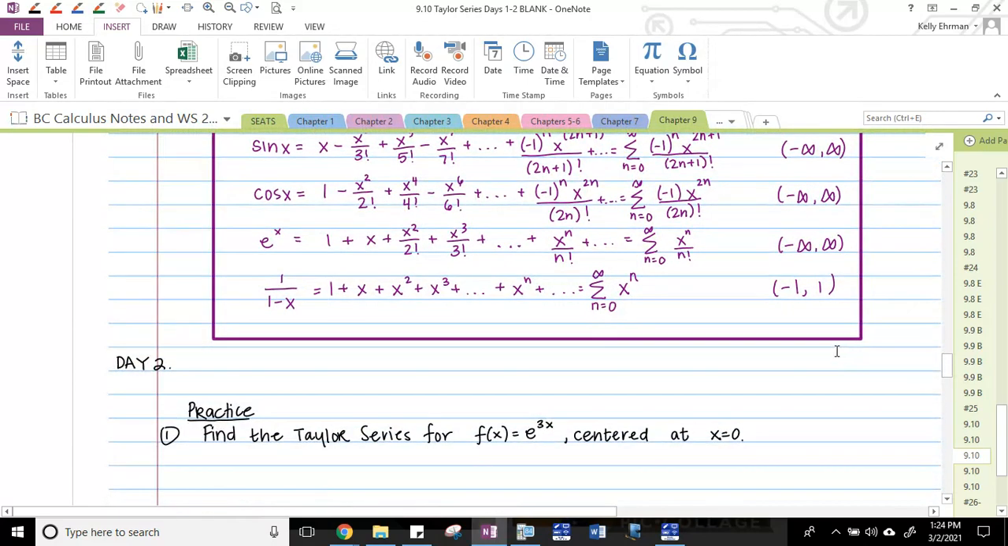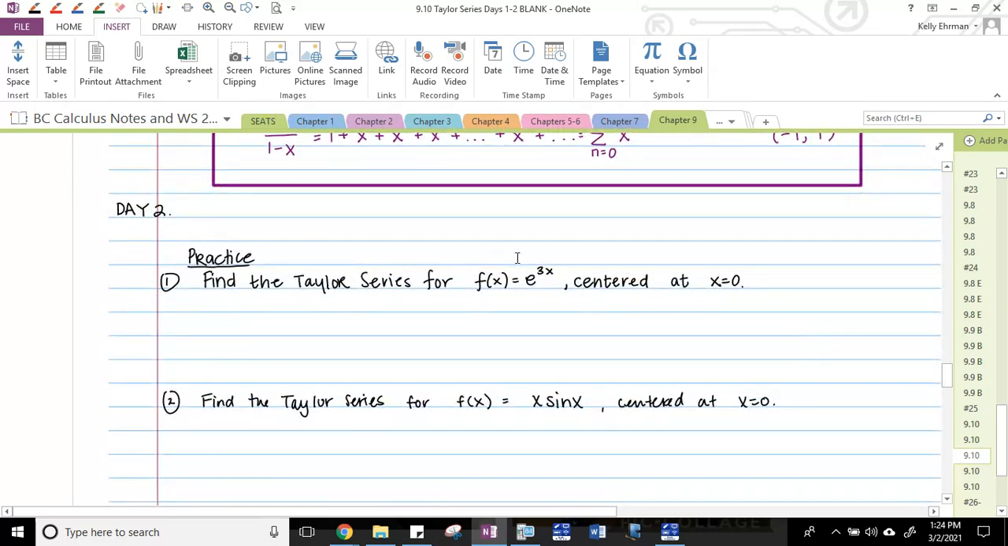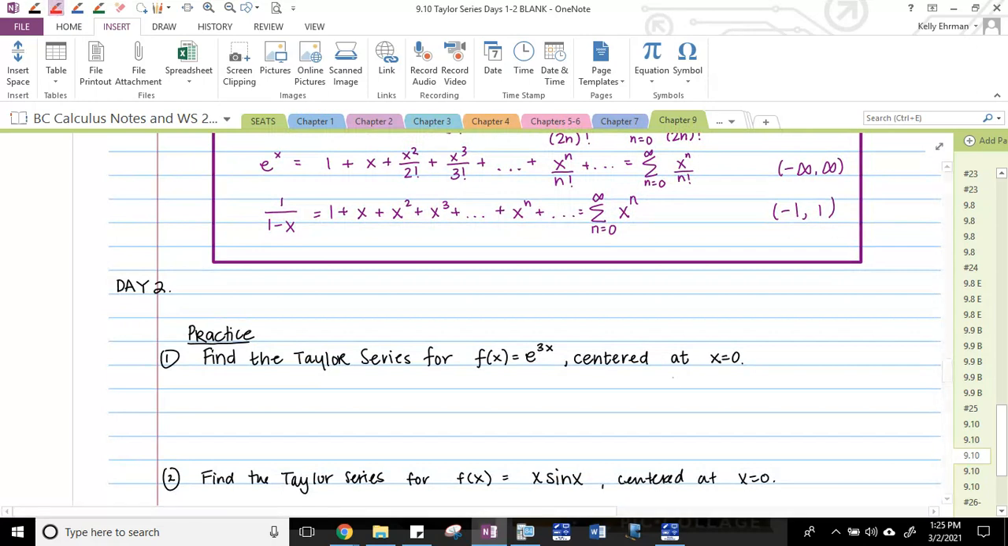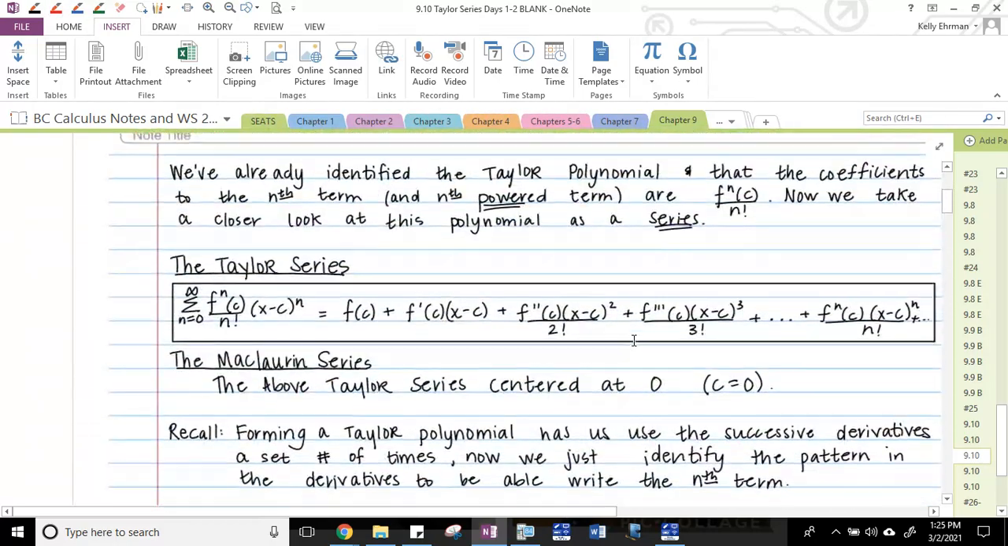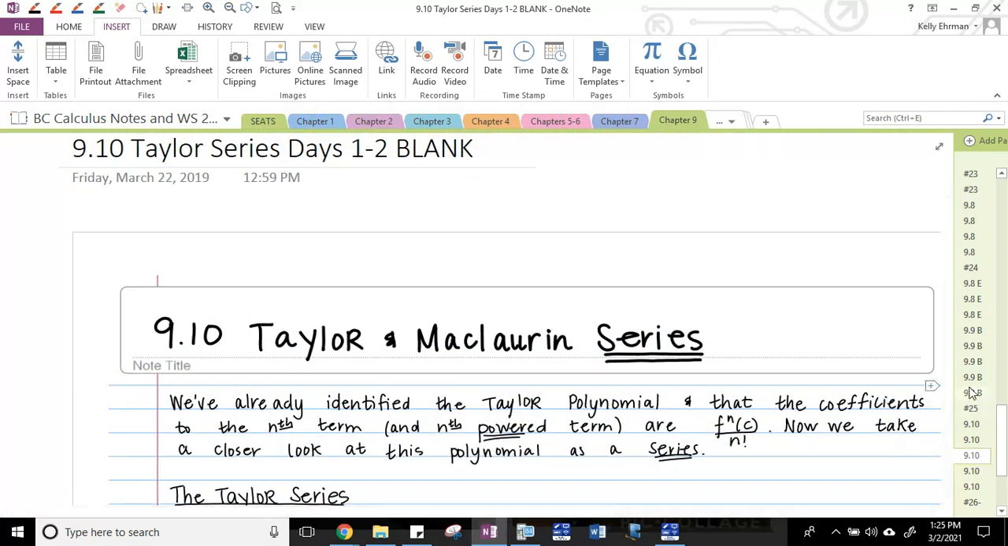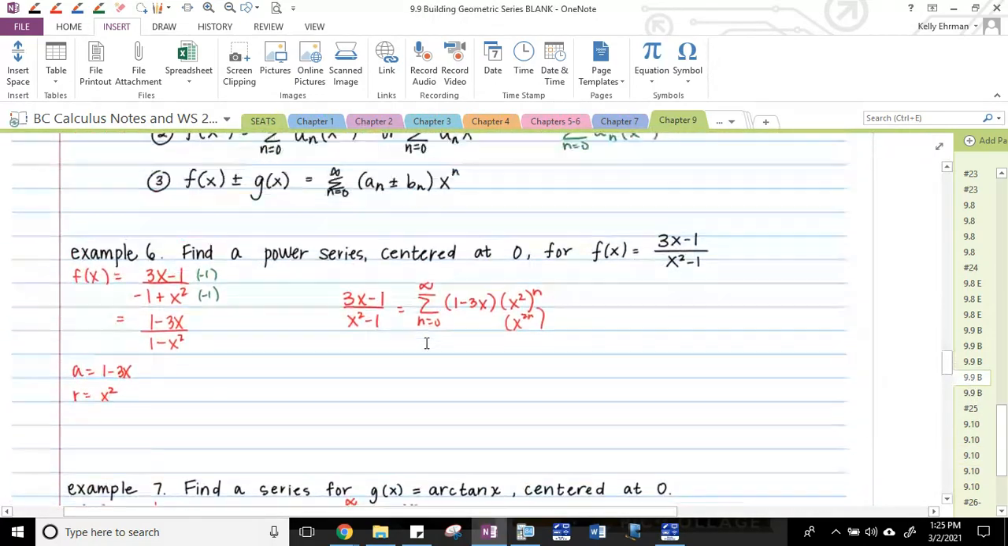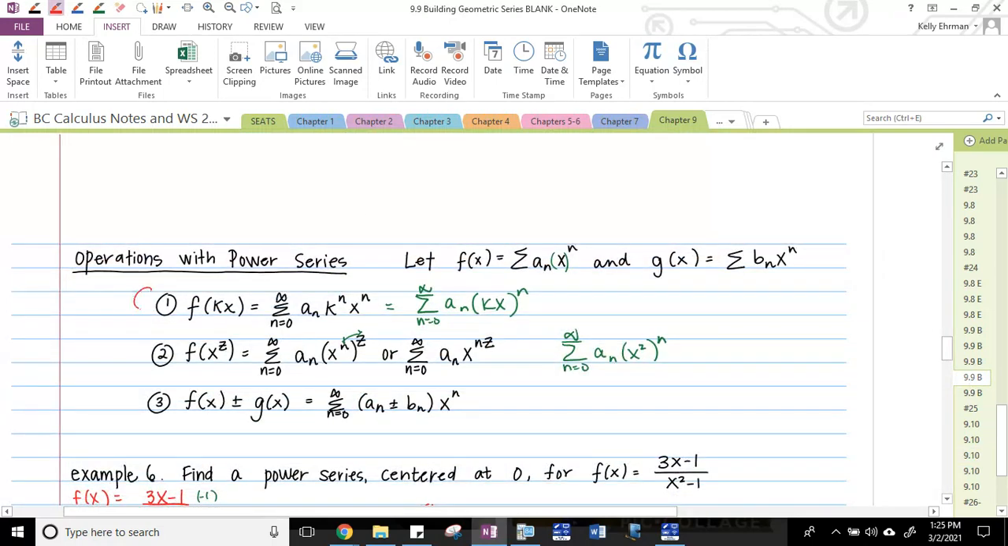So if I want to find the Taylor series for e to the 3x, as long as I'm centered at 0, I can simply build the series using this property that we talked about a day or two ago. Where'd it go? Oh, sorry, it's in 9.9. Using this, I said, hey, we're going to get to these later. Remember how we said, if you have f of kx instead of f of x, you can literally just plug the kx into your power function and see what you get.